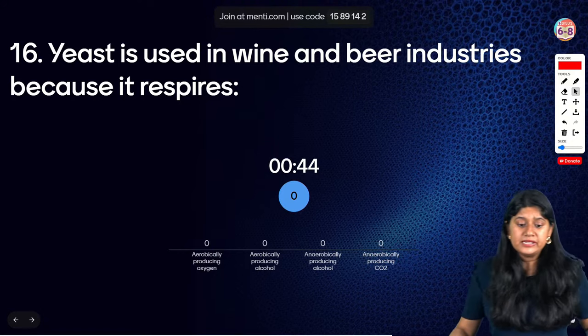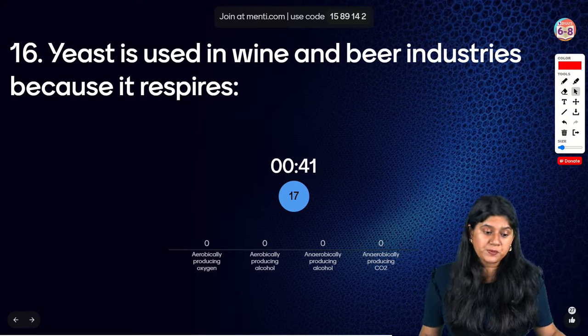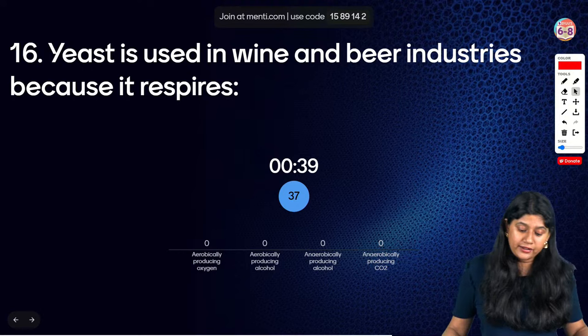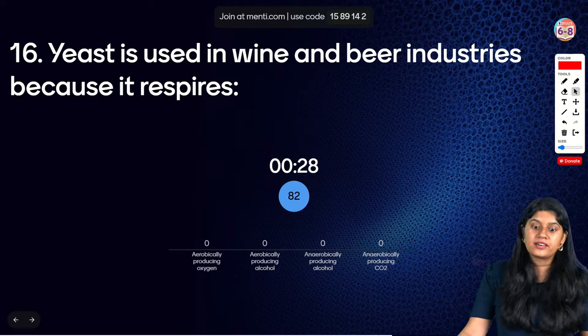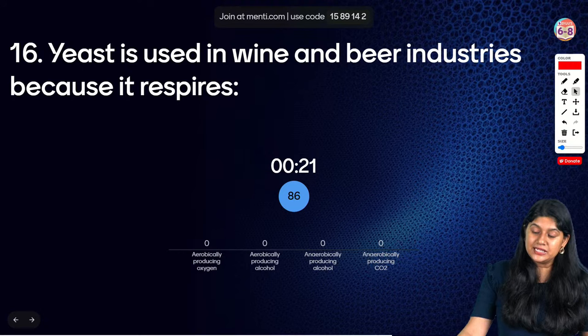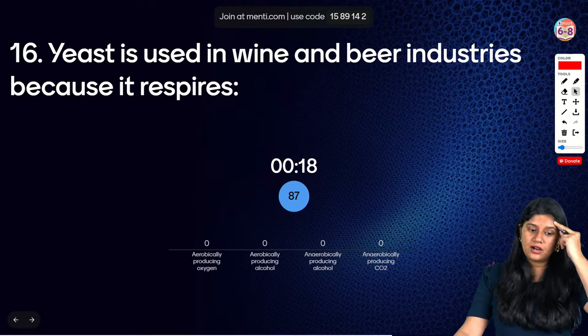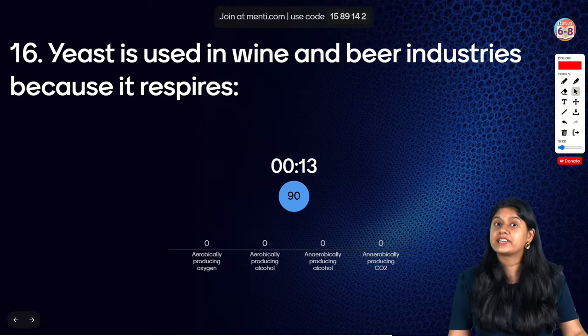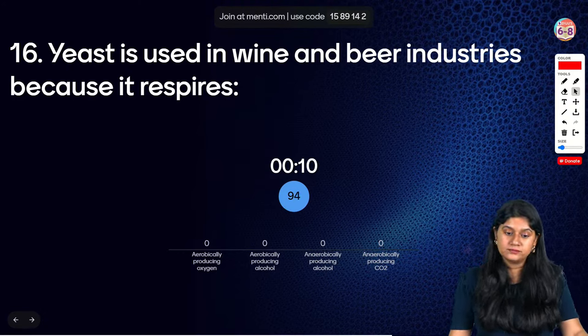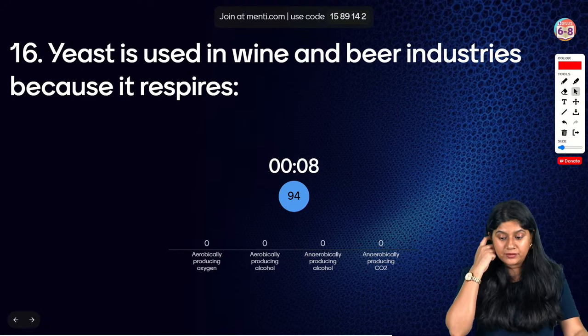Yeast is used in wine and beer industries because it respires aerobically producing oxygen, aerobically producing alcohol, anaerobically producing alcohol, or anaerobically producing CO2. Read the options carefully. We have 2 types of respiration, aerobic respiration and anaerobic respiration. Yeast is used in the production of wine and beer, so it gives alcohol.